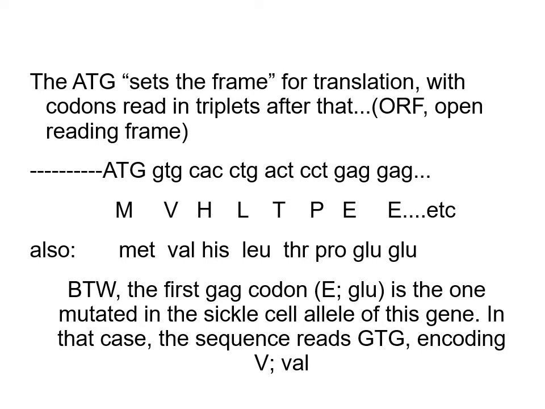So in reading these things, the first thing we do is break off groups of 3, starting with the ATG, and then go to the genetic code page and read what that actually says. By the way, the first GAG is the glutamic acid, E. That's the one that's mutated in the sickle cell allele of this gene to give GTG, encoding valine.